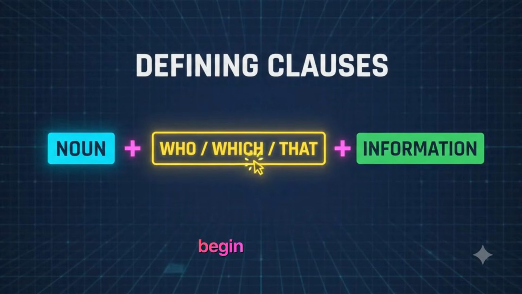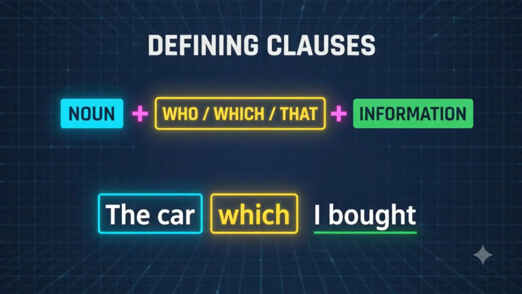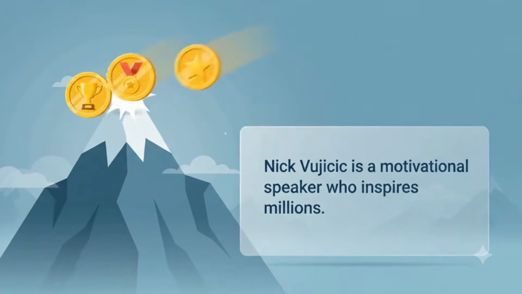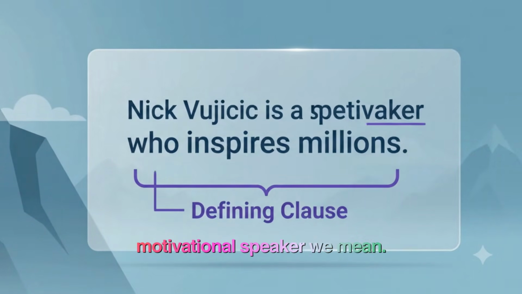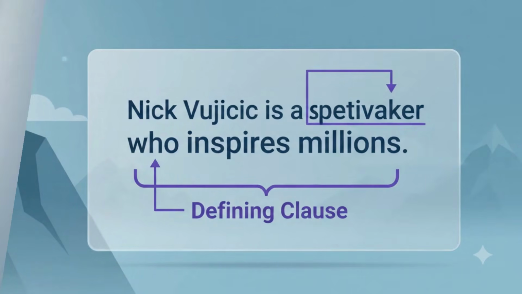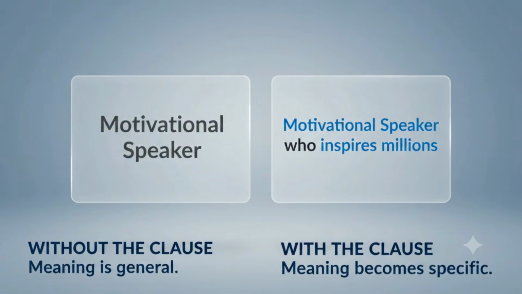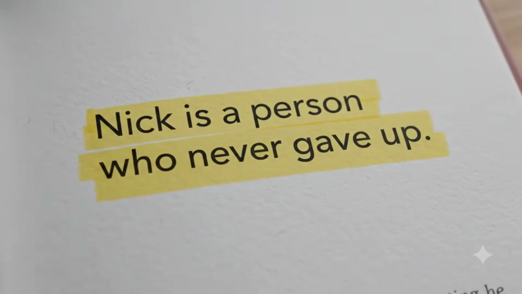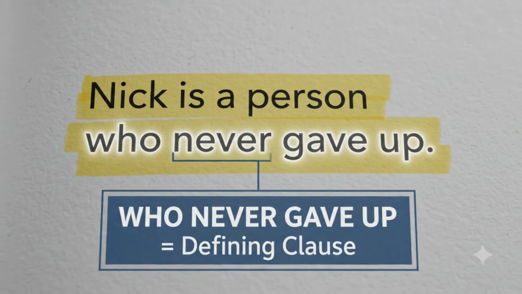Defining clauses usually begin with who, which, or that. The clause identifies which motivational speaker we mean. The defining clause makes the noun more precise. This clause tells us exactly what kind of person Nick is.